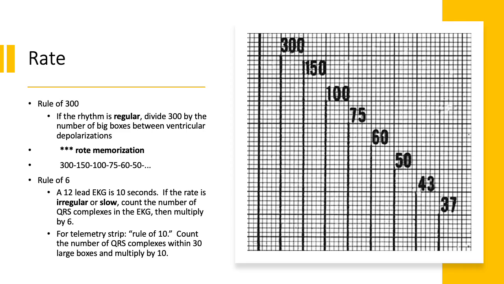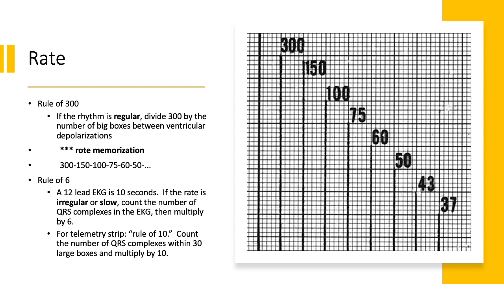So the first step in our systematic method is to determine rate, heart rate. There are a couple of different ways that we can potentially do this. Many of you have probably run across the rule of 300, which is demonstrated by the graphic in front of you.